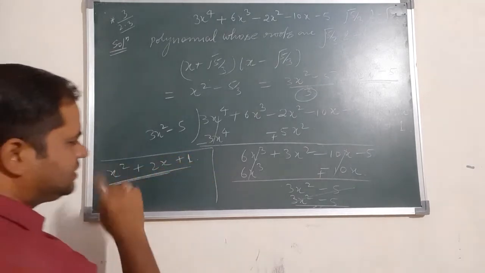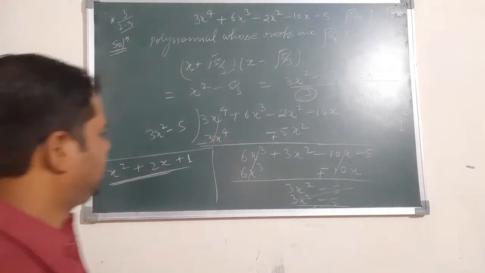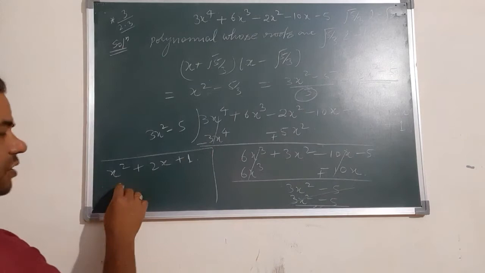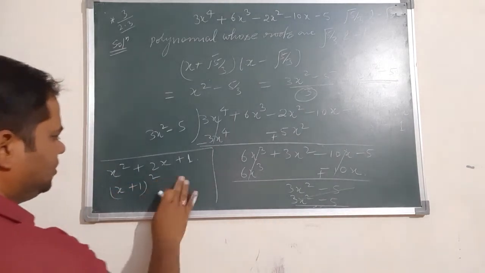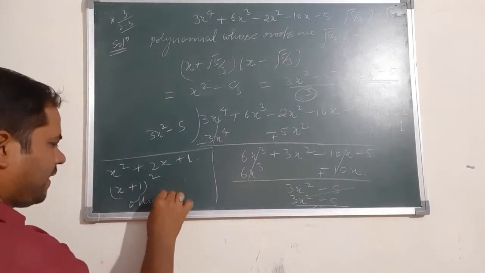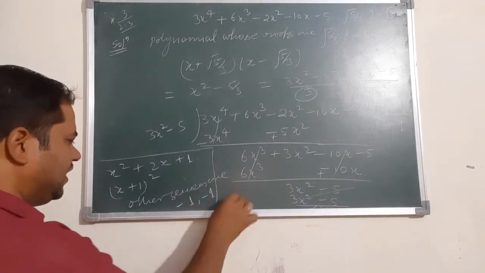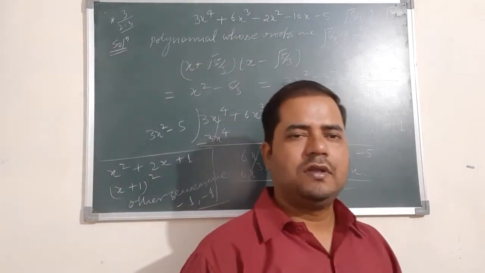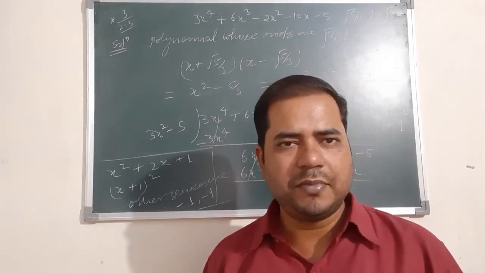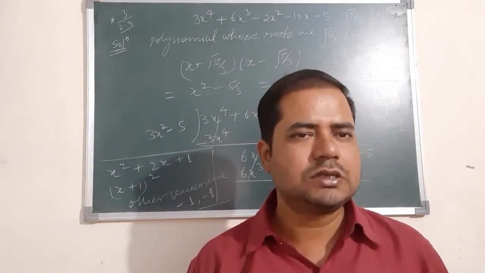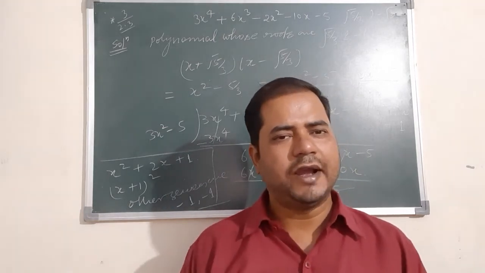Now if we factorize this, we will get the other zeros. You know what the factor of this particular polynomial is: x plus 1 whole square, you know very well. So the other zeros are minus 1 and minus 1. Both are the same. So what are the zeros of the given polynomial? Plus root 5 by 3, minus root 5 by 3, and minus 1, minus 1. So you can say the other zeros are minus 1 and minus 1.